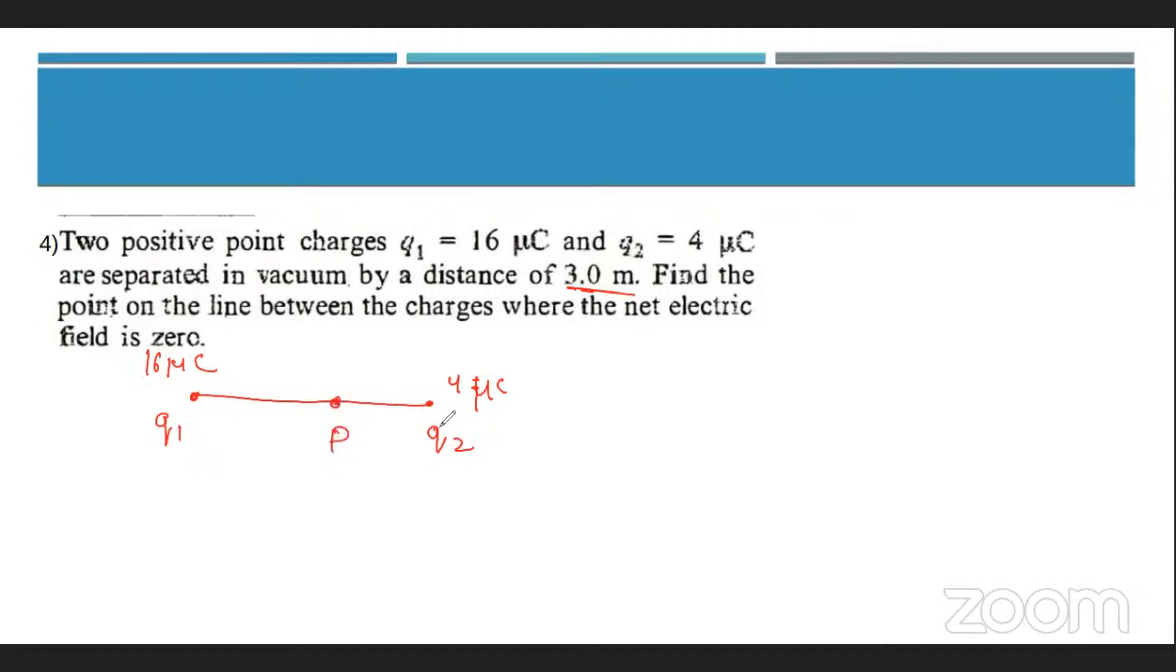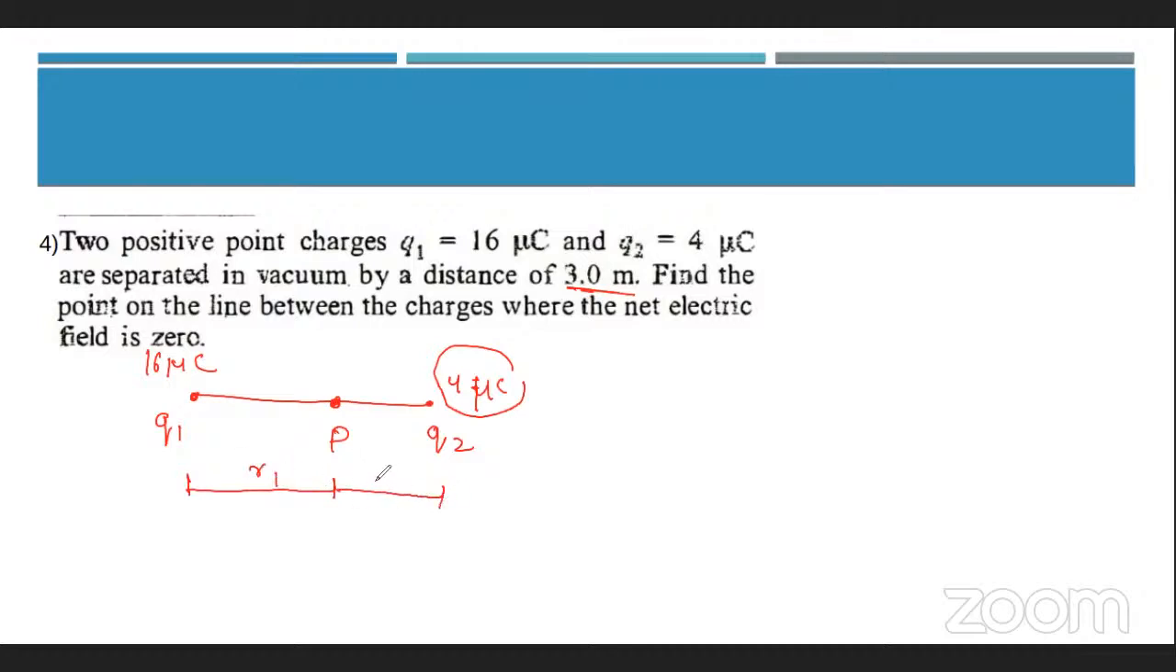The reason is that this is 4 and this is 16, so one has more magnitude when comparing Q2 and Q1. We should try to put this P closer to Q2 so that the smaller charge can balance the field of the larger charge, because the larger charge's point gets more distance. Because of the increase in distance, it will have more electric field which can be balanced. So we'll try to put P nearer to Q2. Let's see that.